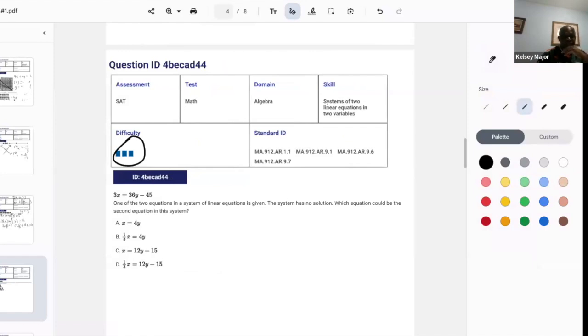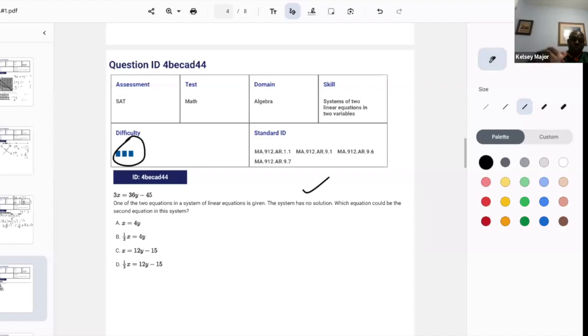The linear equation. So one of the two equations in a system of linear equations is given. The system has no solution. Red flag. So this should send off alarms already. No solution. Which equation could be the second equation in the system? So by definition, when a system of linear equations has no solution, that's telling us something about the components of those equations, right?